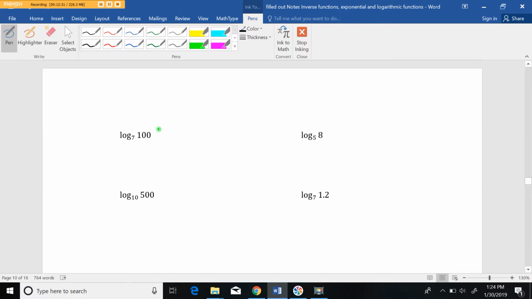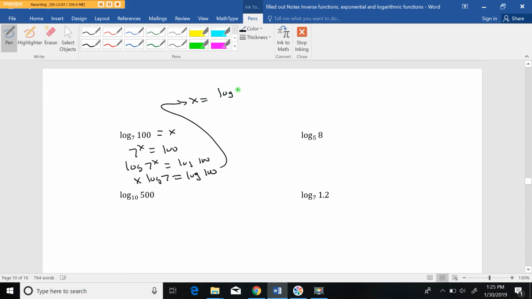Now, this is some number. Let's call it x. What we're going to do is write it in exponential form. So this means 7 to the x equals 100. Now what we're going to do is take the log of both sides. So log 7 to the x equals log 100. And use that beautiful property that this can now come out in front. So x times log 7 equals log 100. So x is going to equal log of 100 over log 7.